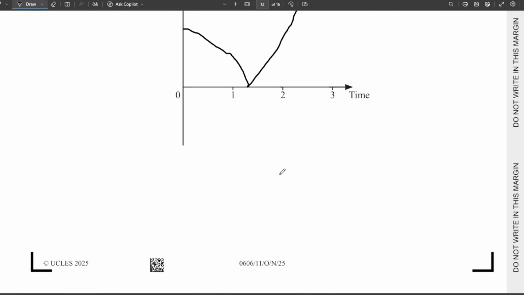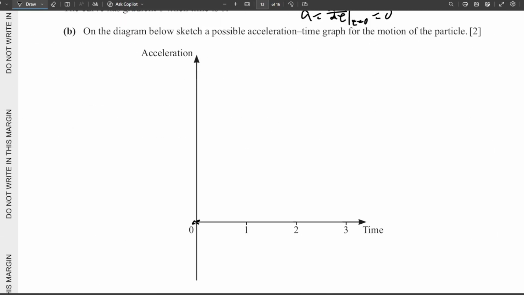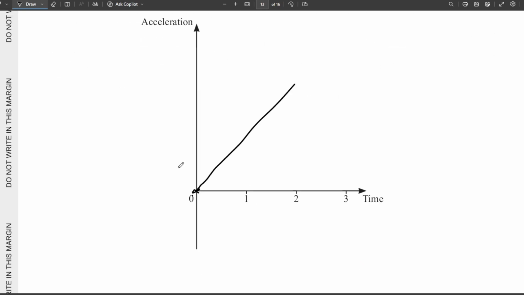So it will be a straight line going upwards, right? A straight line going upwards. You don't have to do any values, it's just a sketch. As long as you start from the origin and it goes upwards.